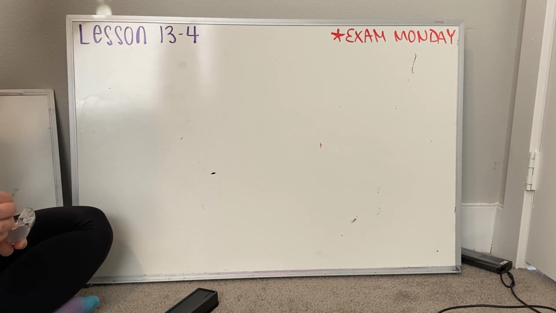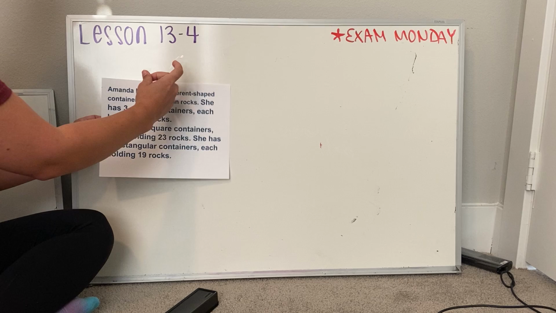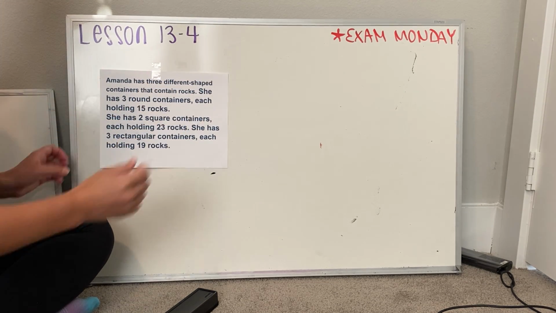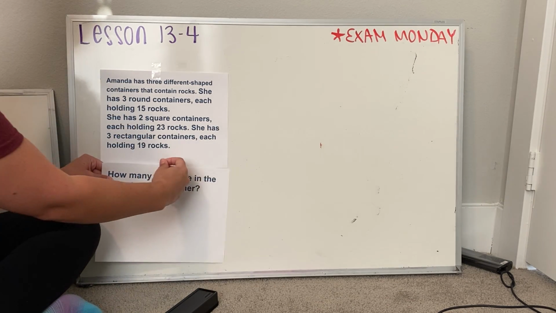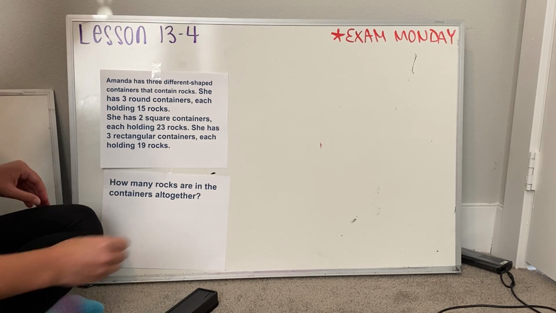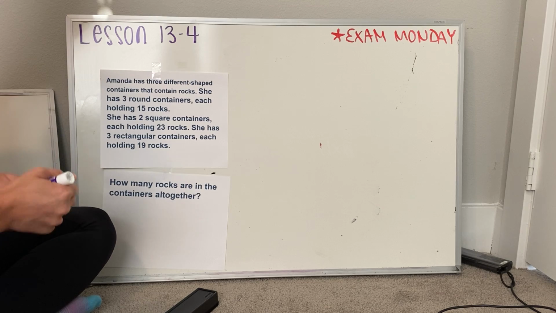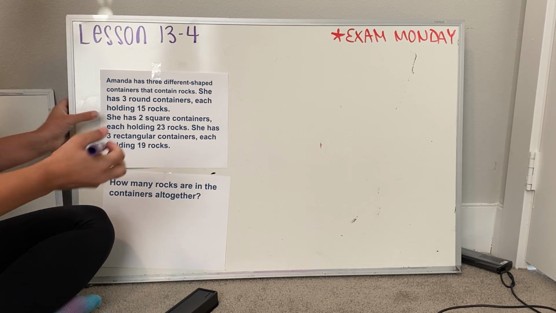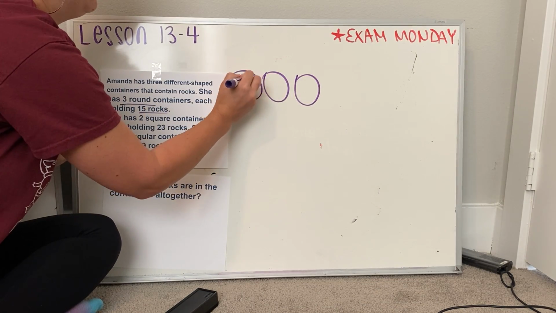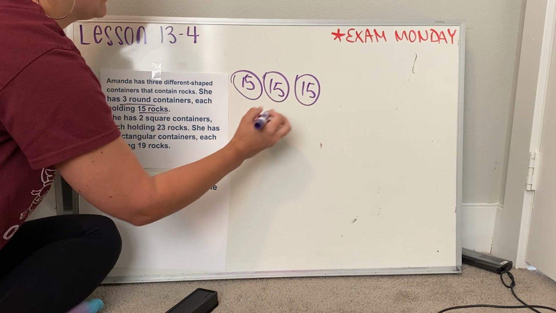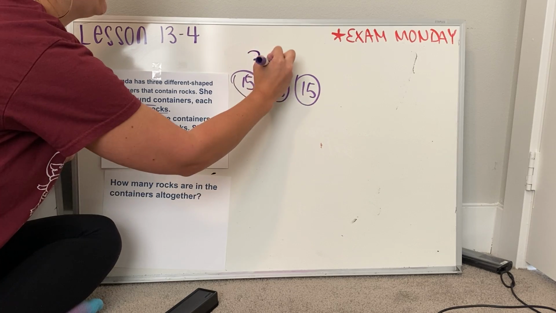The next one is about Amanda, and she has 3 different shaped containers that contain rocks. She has 3 round containers, each containing 15 rocks. So right away, as I'm reading a word problem, I'm going to stop every time I see something important. So 3 round, each containing 15 rocks. And again, I know that's a multiplication problem. That is 3 groups of 15 in each group, which is 3 times 15.